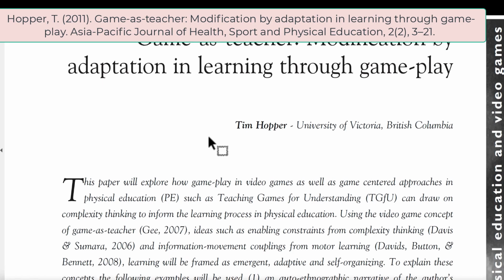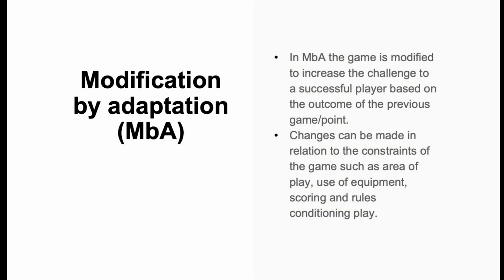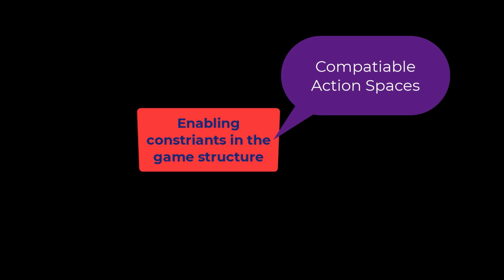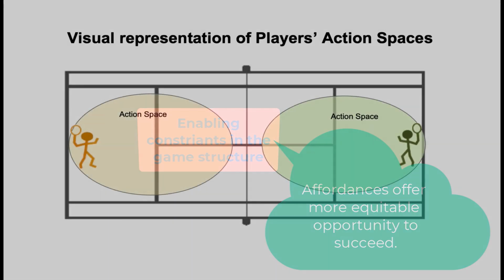Simply put, in modification by adaptation, the game outcome leads to the game rules being adjusted to challenge the winning player. This initial rule intends to create the conditions for structural coupling, to allow complex learning to emerge for the player in relation to enabling constraints in the game structure. The intent is to draw diverse players into compatible action spaces, where their affordances in relation to the game design offer them movements and decisions that promote a more equitable opportunity to succeed.